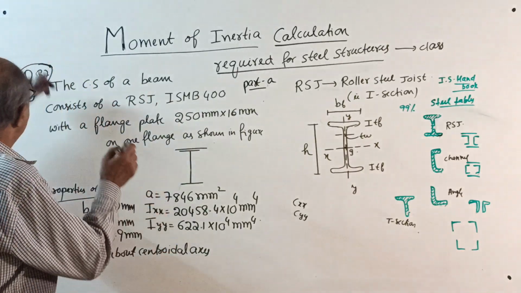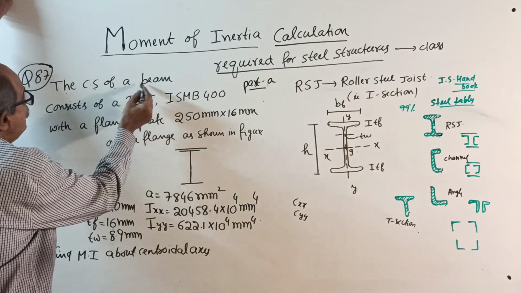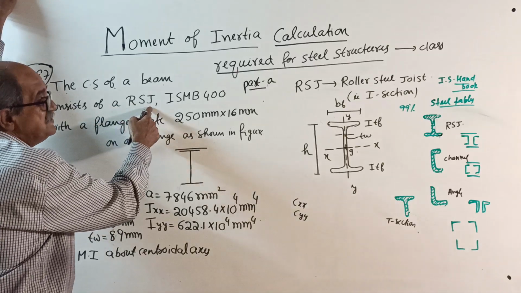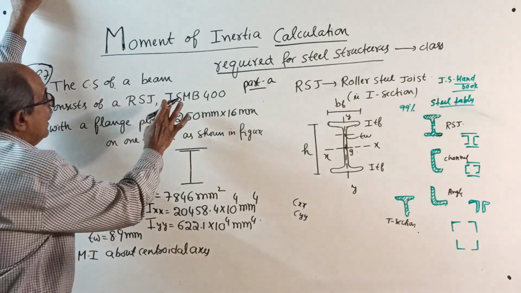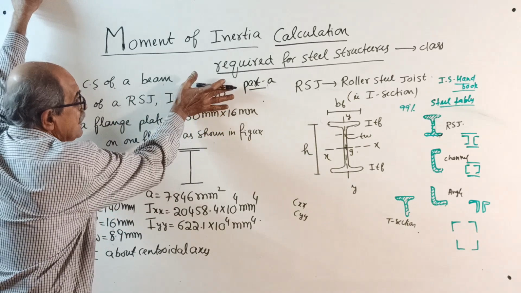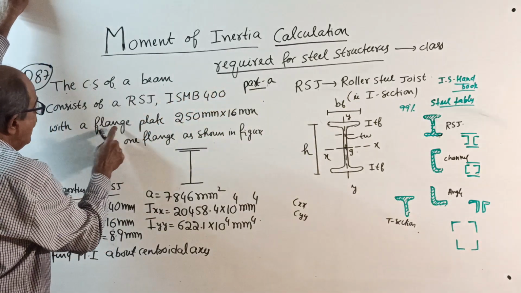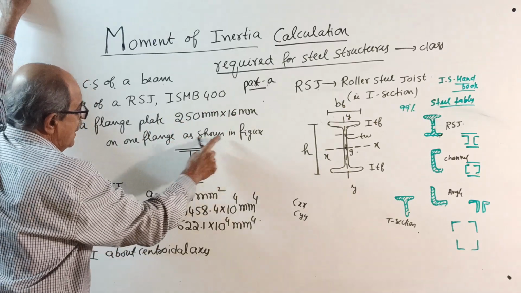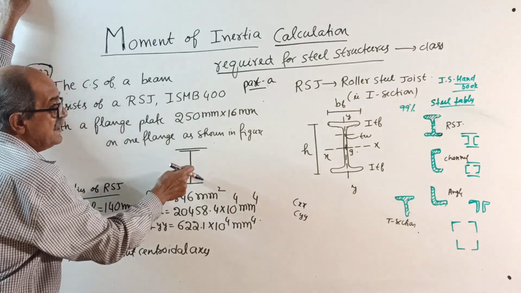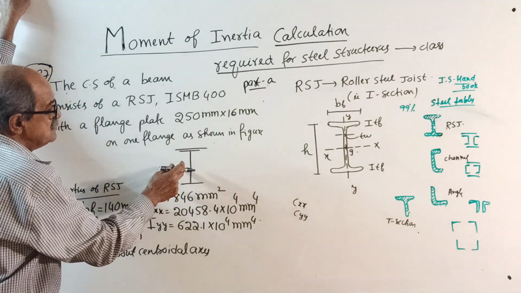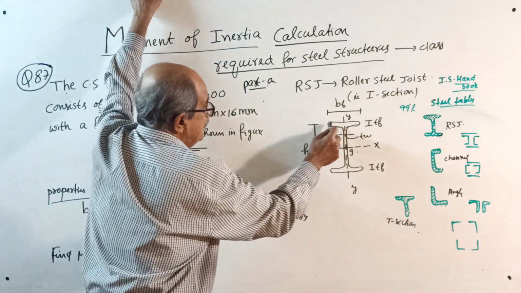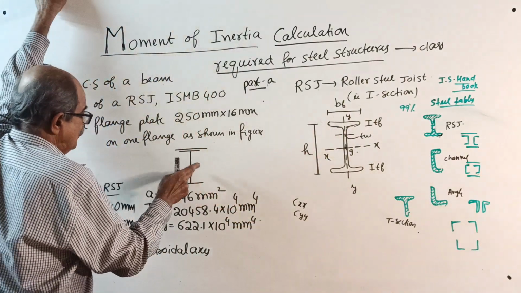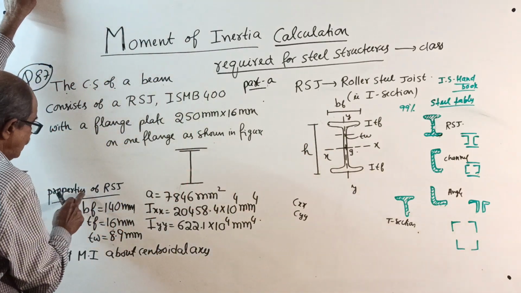The cross section of a beam consists of RSJ, ISMB 400, don't bother, it is given in that way, with a flange plate 250 by 16 on one flange as shown. See, this is a line diagram. Actually, the section is not that way. See, this I section, I am going to put the section next. This is called line diagram, shape. Now, properties of RSJ.